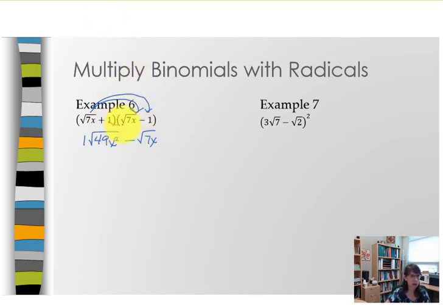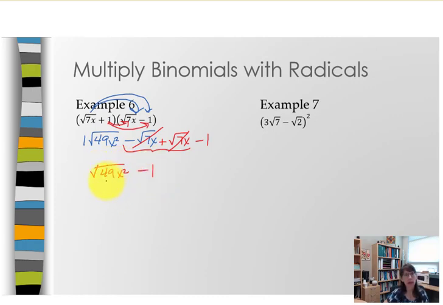Next, we'll distribute positive 1 to each term. So here we would have positive square root of 7x and 1 times negative 1 is negative 1. Look what happens here in the middle. We end up with opposite terms, therefore they cancel. And we're left with square root of 49x squared minus 1.